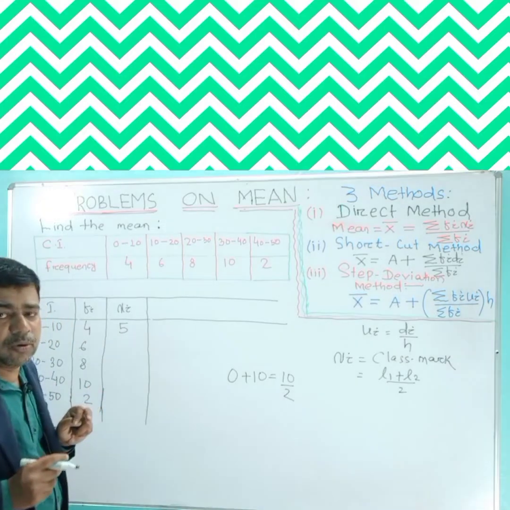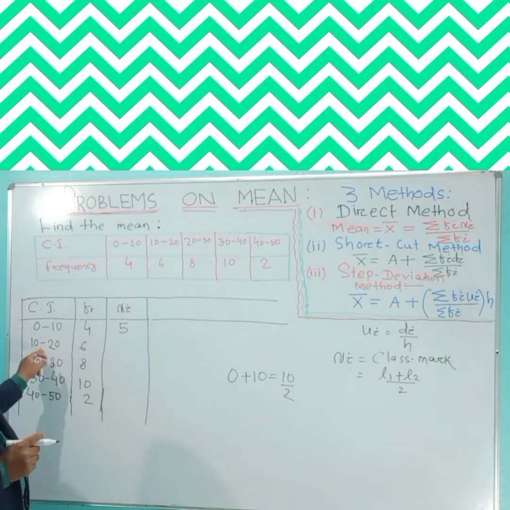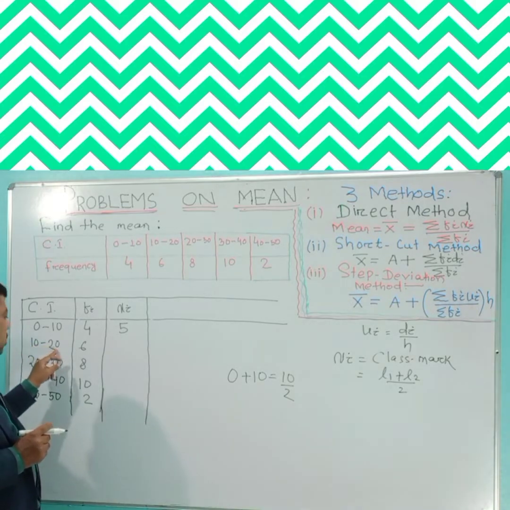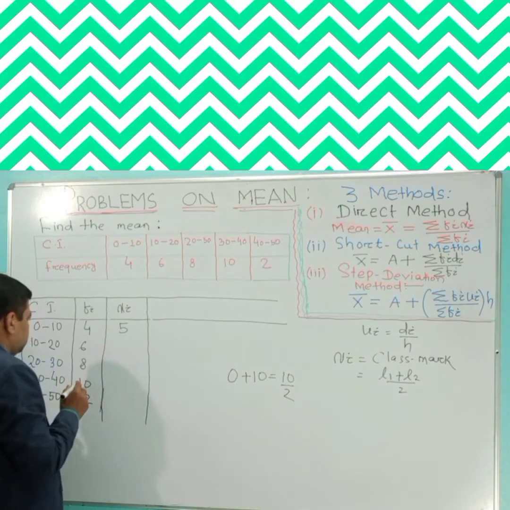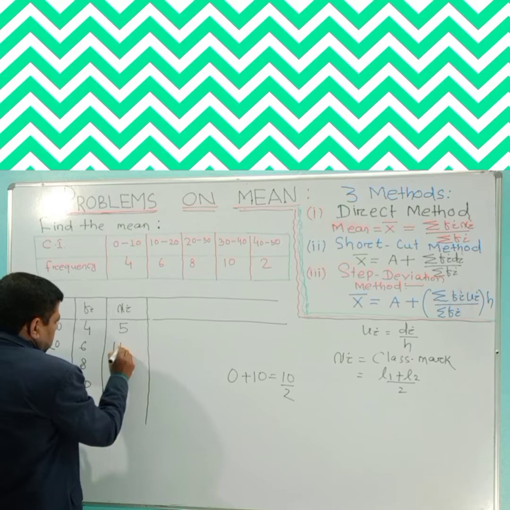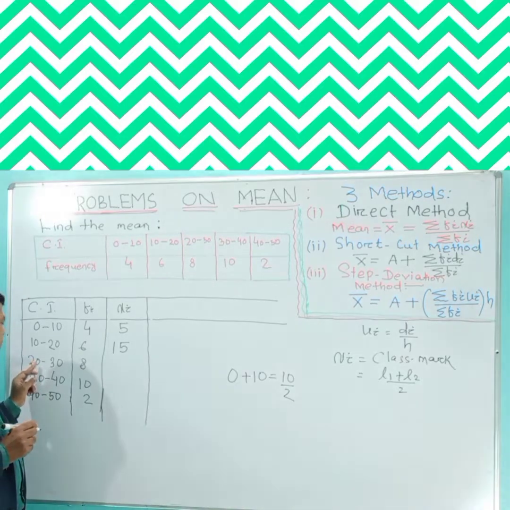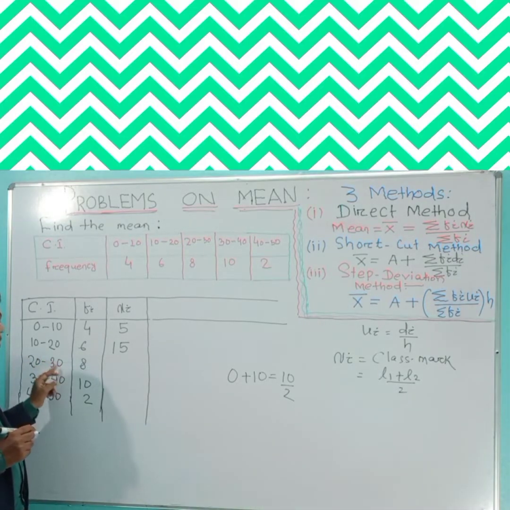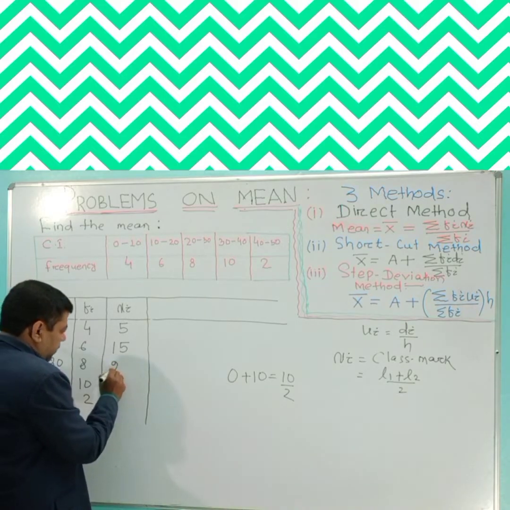And all of you know, similarly, the class mark of the second class interval is (10 plus 20)/2. Lower limit is 10, upper limit is 20, and 10 plus 20 is 30. 30 upon 2, how much? It's 15. Similarly, the class mark of the third class interval, where lower limit is 20 and upper limit is 30, is 20 plus 30, which is 50 upon 2, which is 25.